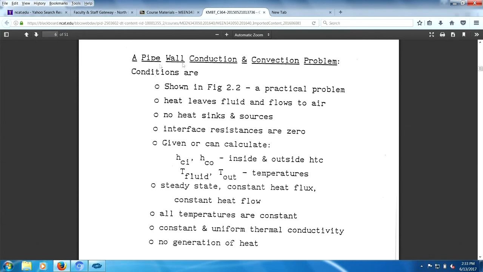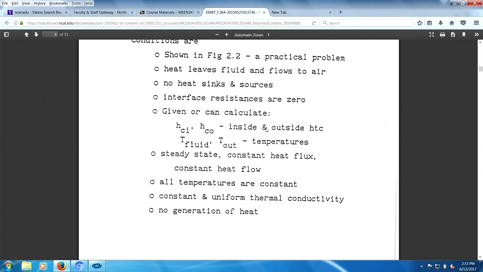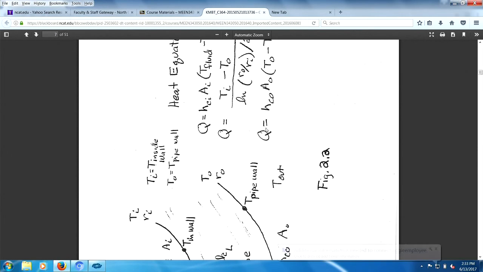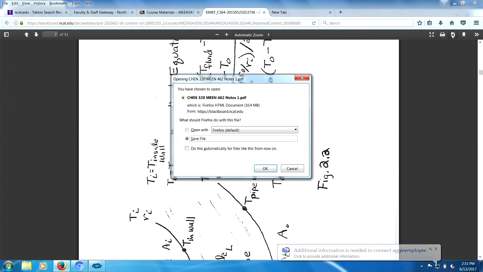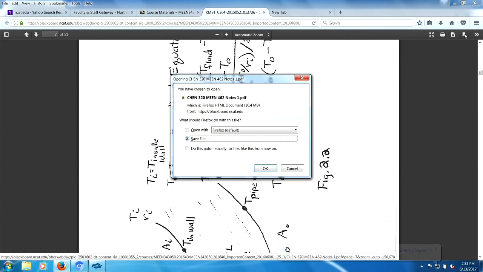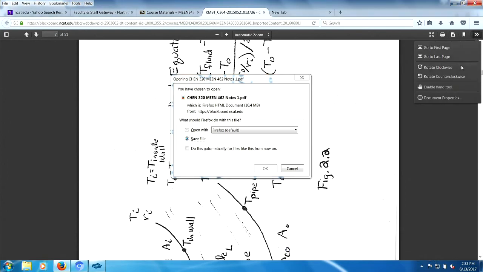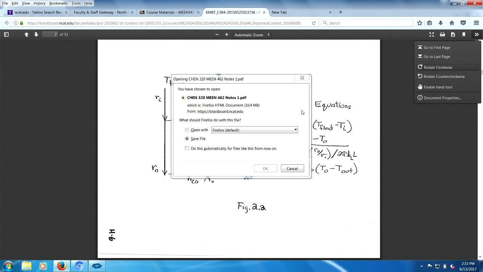Anyway, let's take a look at the famous pipe wall in heat exchangers. By the way, that's what we're after. This whole area is discussing heat exchangers. Let's see if we can do a rotation on this thing. That doesn't give it to me. Rotate clockwise. There you go.